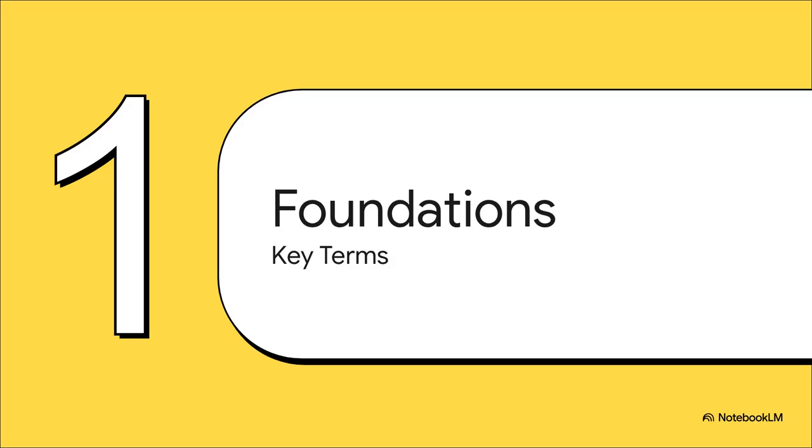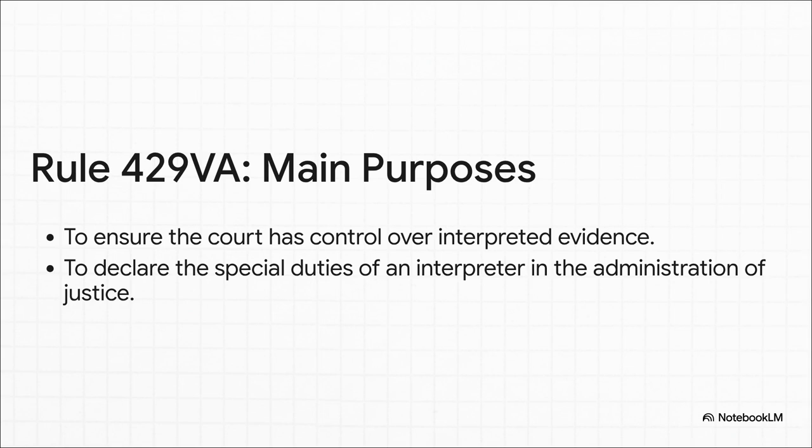First up, Section 1, Foundations. We're going to lay the groundwork here, what these rules are for, and the key definitions you absolutely have to know. Okay, first rule you need to commit to memory. Rule 429VA. It spells out the two main goals here. 1, to make sure the court is the one calling the shots on any interpreted evidence. And 2, to make it crystal clear what an interpreter's special duties are.